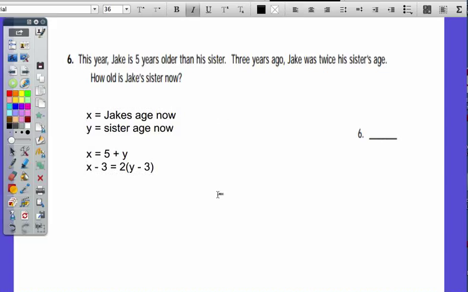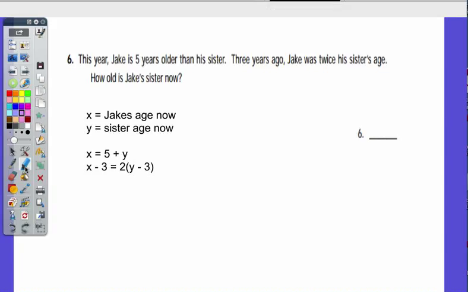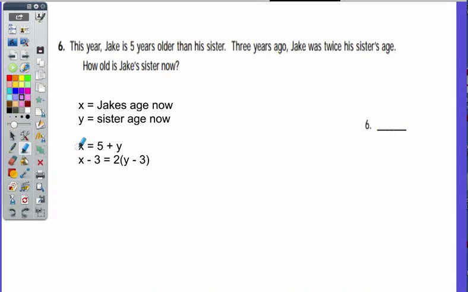And that's my equation. Now this doesn't look like any of the other ones, so it's a little bit more confusing. And we're not going to use elimination this time, because if you notice in this problem, they told me what x equals. So everywhere I see an x, I can put 5 plus y. So I see an x right here, and that means I'm going to put 5 plus y in for x and do substitution and solve for y, because that's how old Jake's sister is now anyway. Okay? All right.